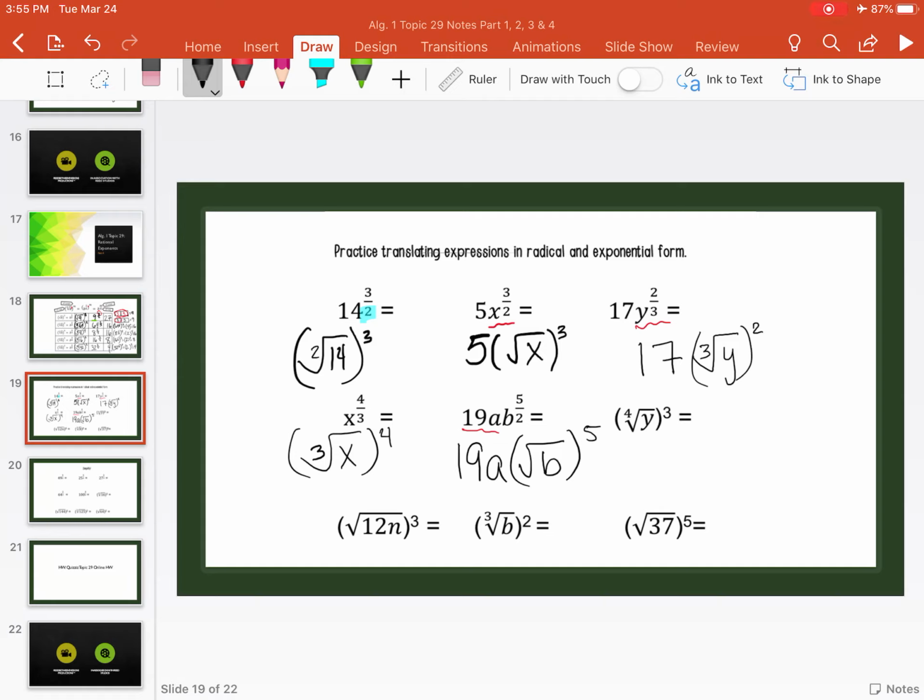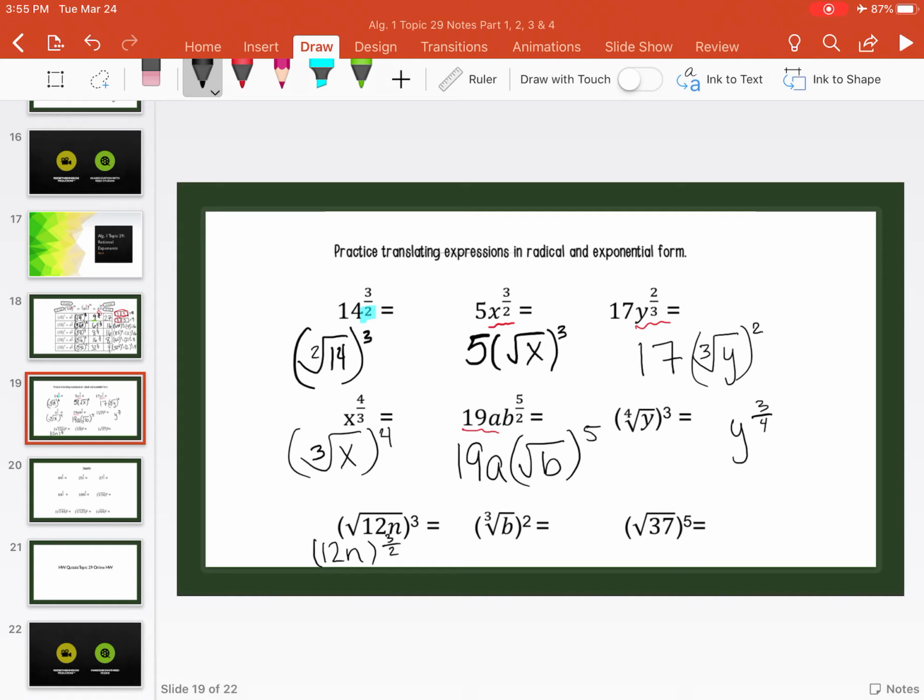4th root of y cubed. That's the same thing, if we want to write it in exponential form, as y to the 3/4. 12n, the square root of 12n cubed. Since this entire quantity is the square root, when we write our answer, I'm going to have this entire thing in parentheses here.